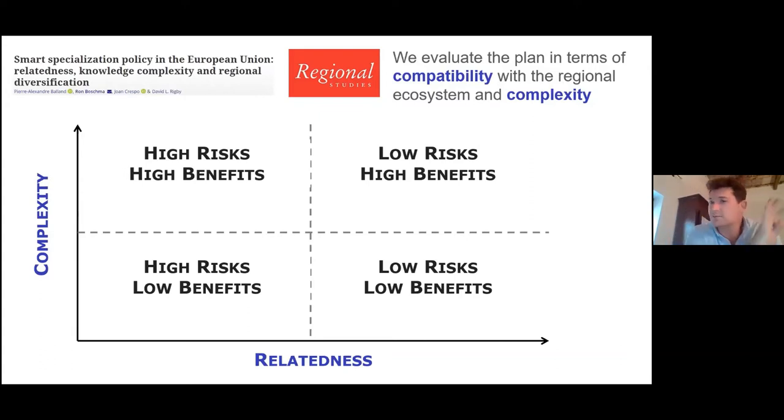So complexity is something we know how to measure, and relatedness is something we know how to measure. So for every region in the world, we can triangulate and assess the competitive landscape, and we can assess whether a region has some kind of hidden opportunities to develop some technologies, whether some strategies are risky, to evaluate the plan and also to highlight some technologies that the region might not have envisioned itself.